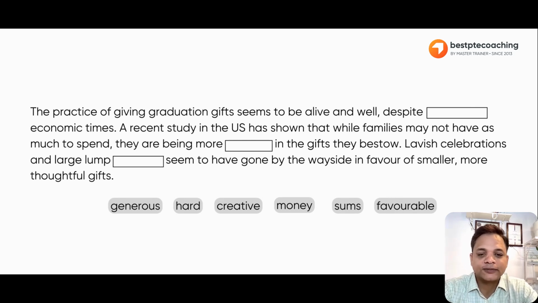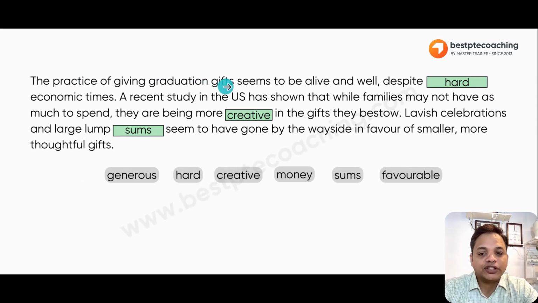Let's look at the answers. The first one, the practice of giving graduation gifts seems to be alive and well despite. So whenever you have this word despite, what happens is you see the previous sentence. If the previous sentence was negative, then this sentence is going to be positive. If it was positive, this is going to be negative. So it's positive here. There should be a negative word here, right? The adjective should be negative.